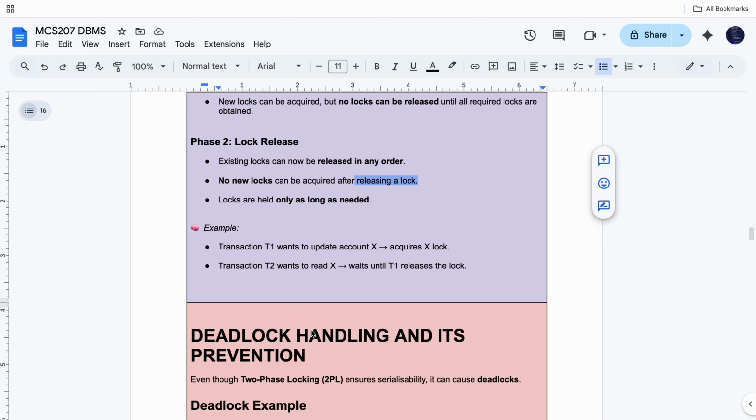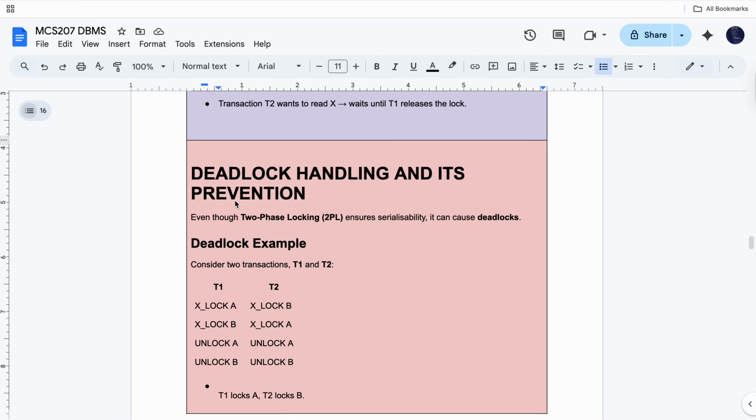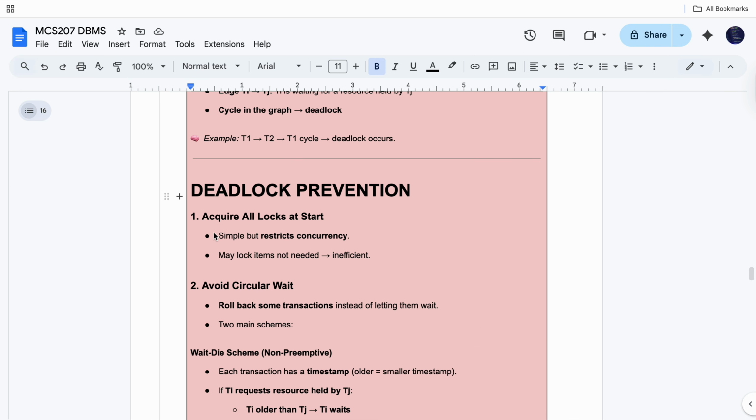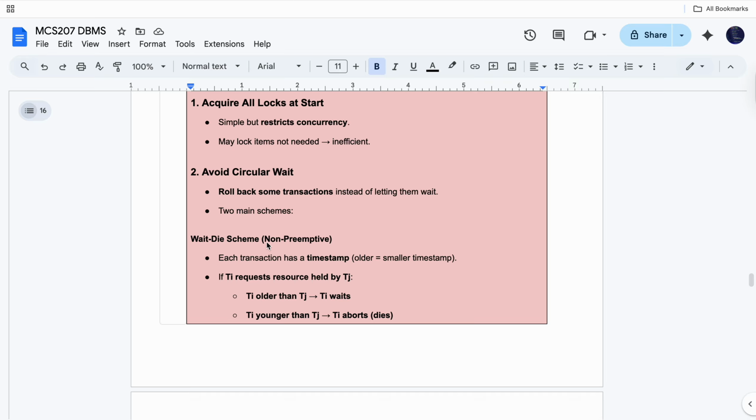A transaction wants to update an account. Deadlock handling and its prevention. Even though two-phase locking ensures serializability, it can cause deadlocks. Deadlock prevention: acquire all locks at the start, which is simple but restricts concurrency. Avoid circular wait. Roll back some transactions instead of letting them wait. Two main schemes: the wait-die scheme, where each transaction has a timestamp.